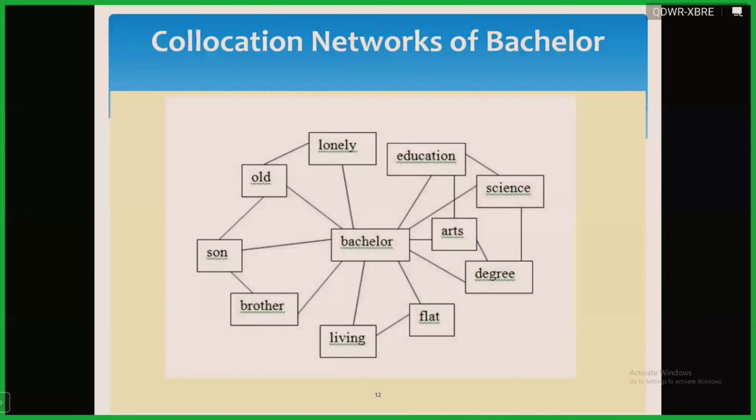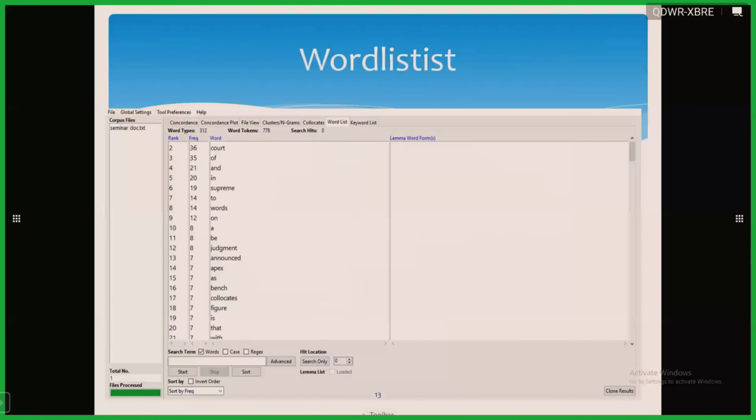Similarly, there are other shapes as well. For example, Bachelor of Science and Arts, that is related to degree. So this is how you can use software to find out the relationship of different words. Now word list.